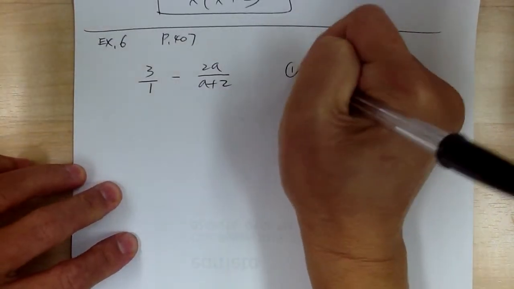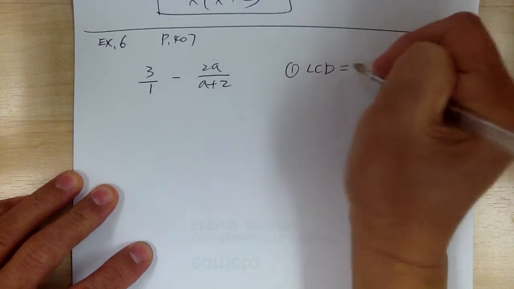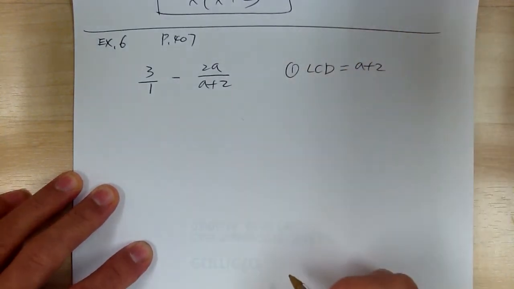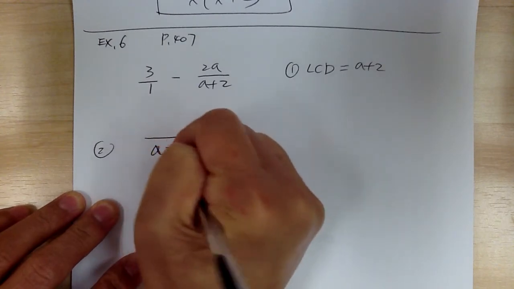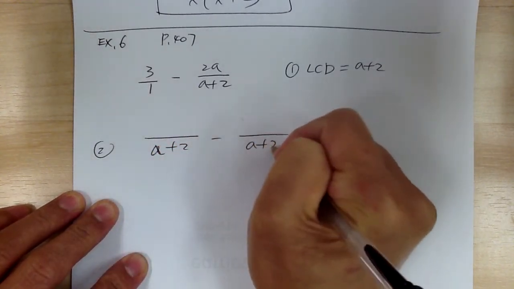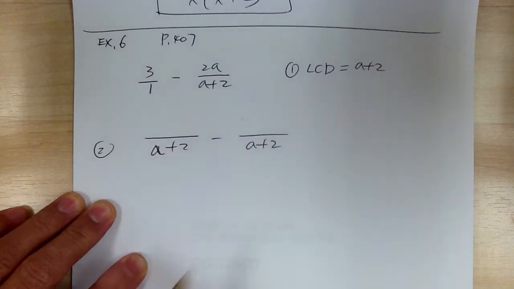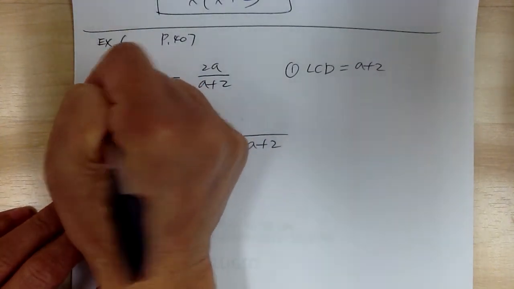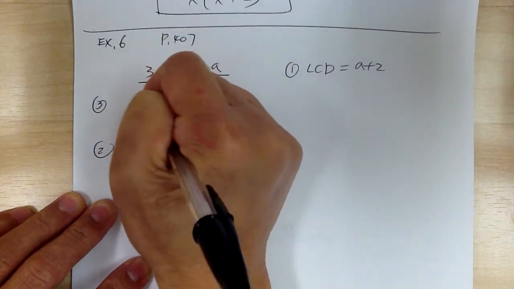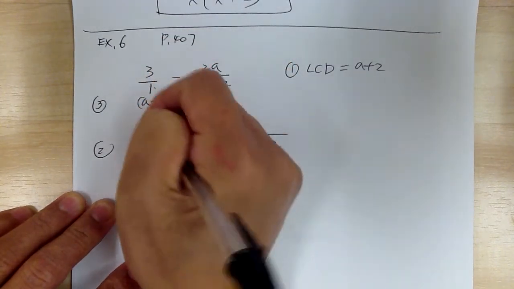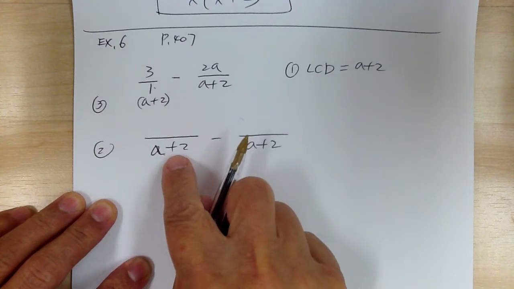So again, step 1, LCD will equal to a plus 2. So step 2, I need to get a plus 2 on the bottom, a plus 2 on the bottom, right? Again, step 2, get your LCD down here. Step 3, you figure out how you're going to get from here to here. Well, you need to multiply by a plus 2, right? So that's your step 3. Figure out what you need to multiply to get to here.